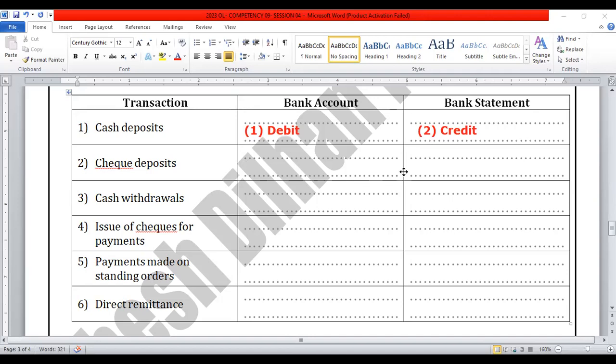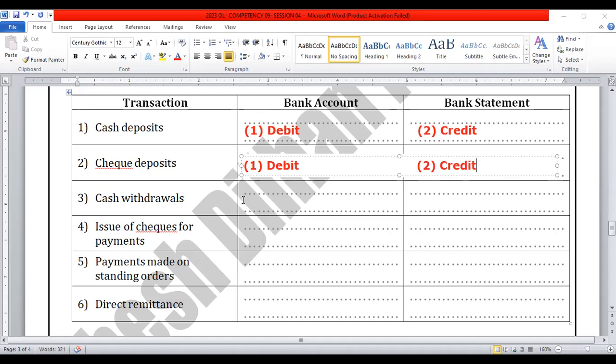And then check deposits. The same method. Initially it is recorded in the bank account debit, and later, as the second step, it is credited to the bank statement.